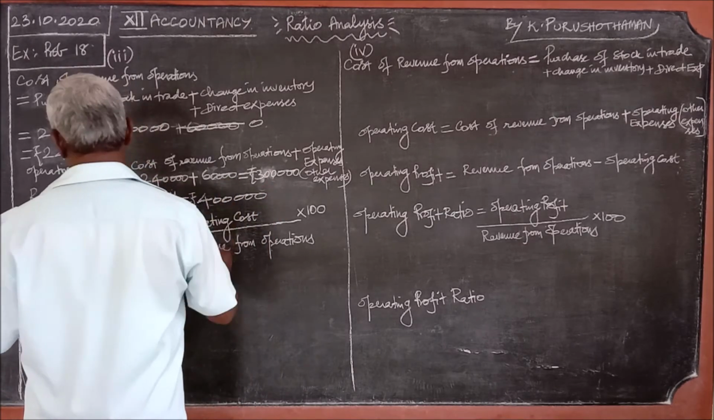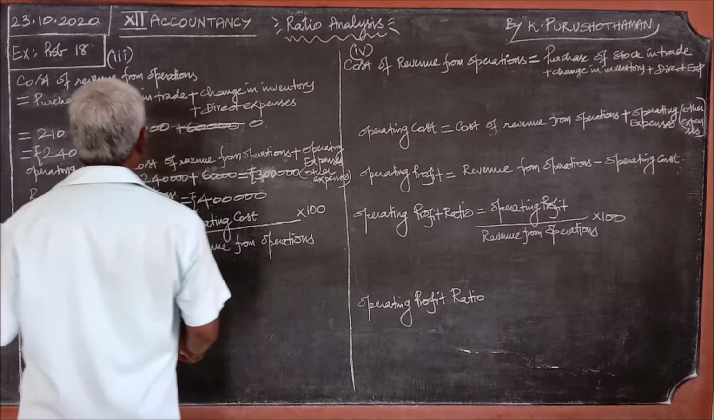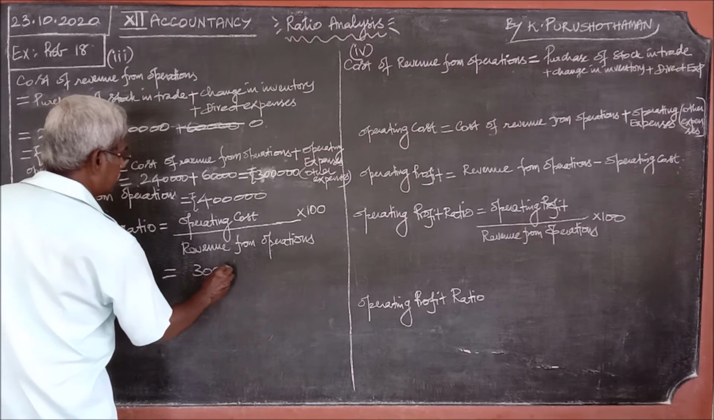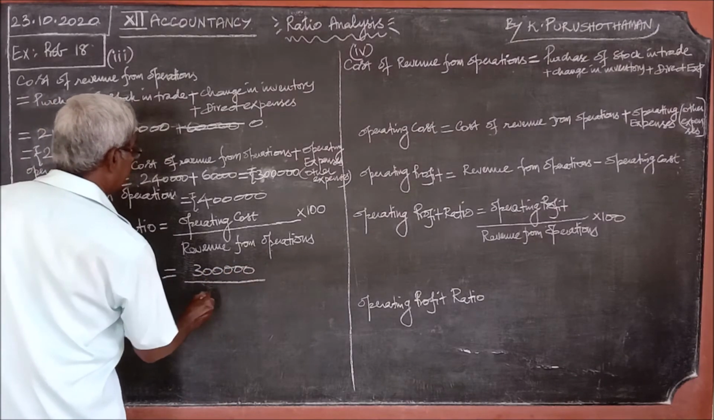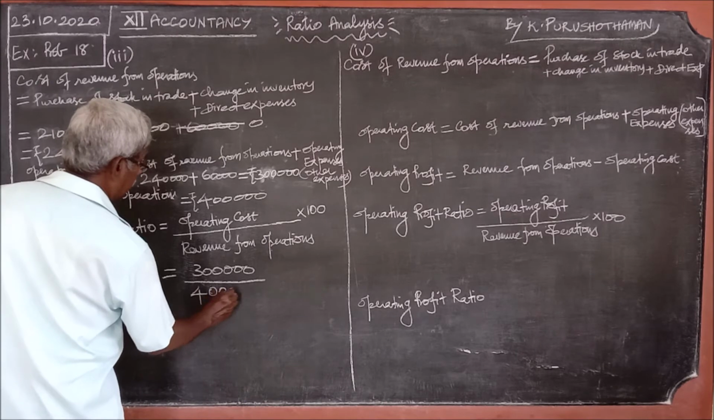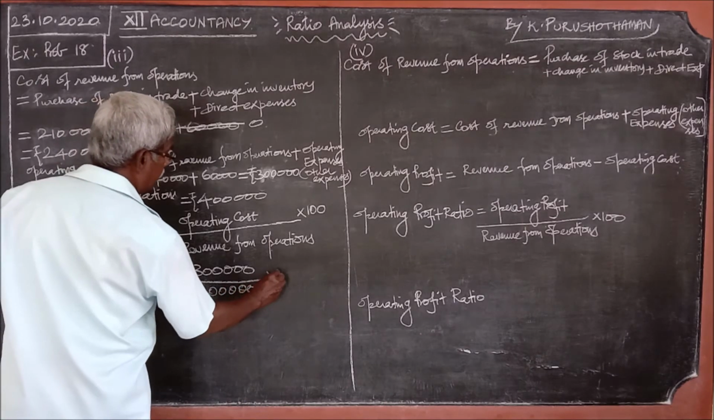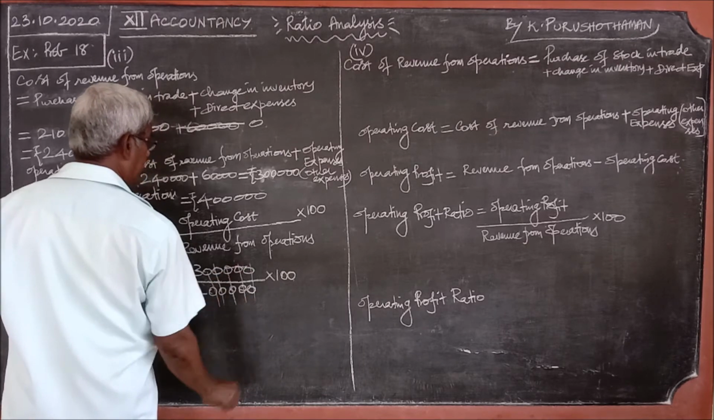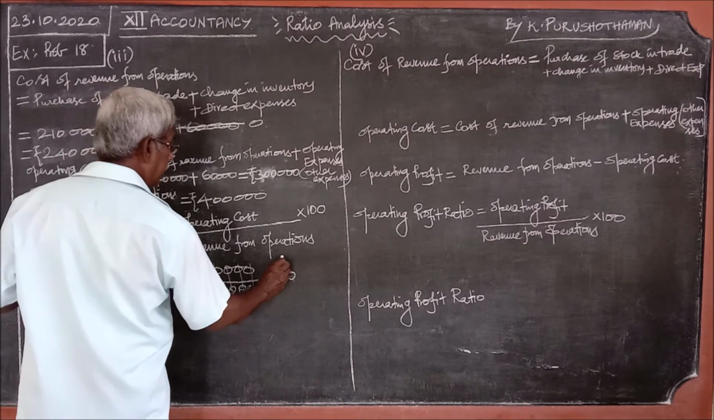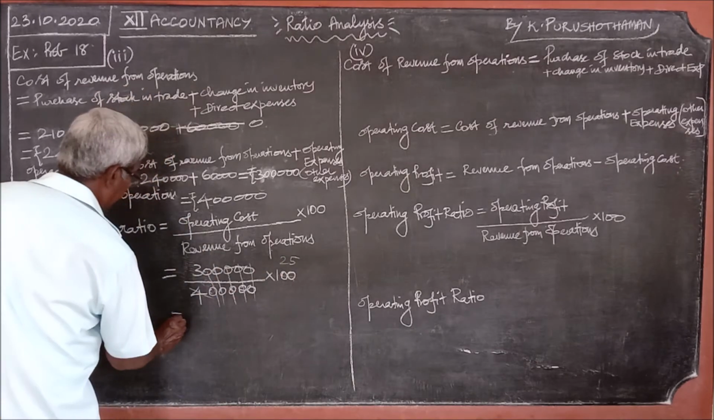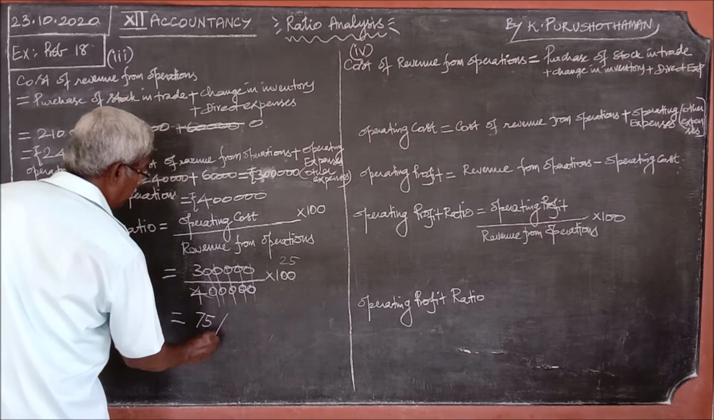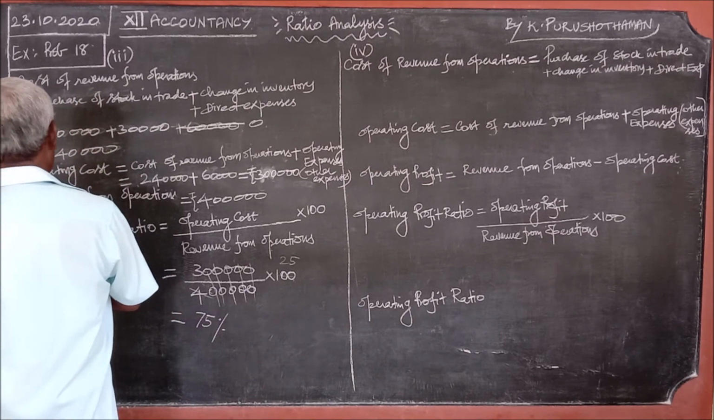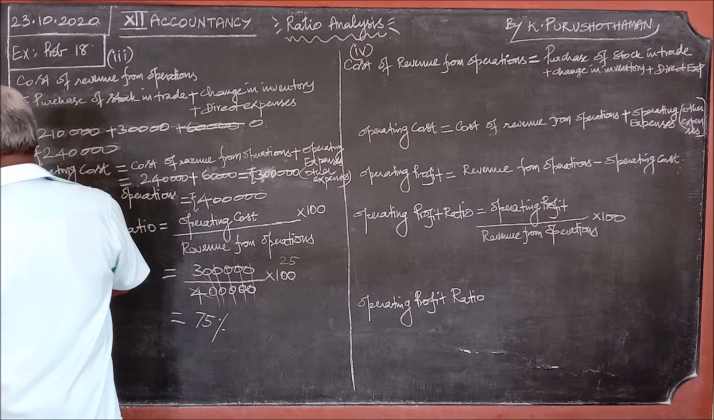Revenue from operations 4 lakhs. So we can find now the operating cost 3 lakhs by revenue from operations 4 lakhs into 100. We can simplify these 5 zeros and this is 25 times 3, into 25, 75%. 75%, this is the operating cost ratio.